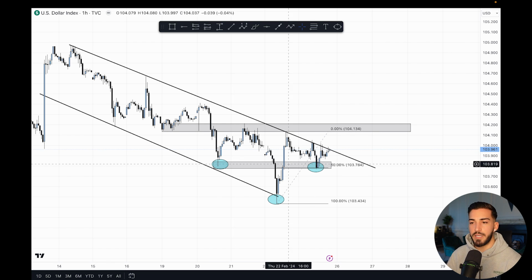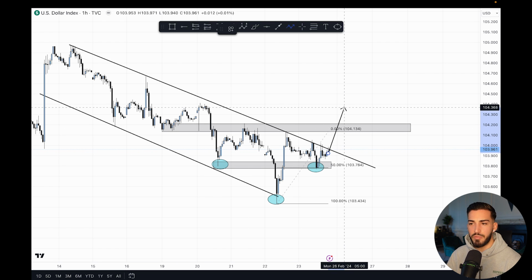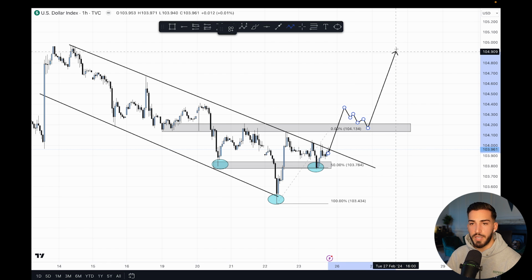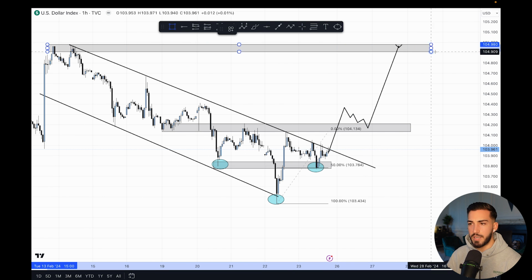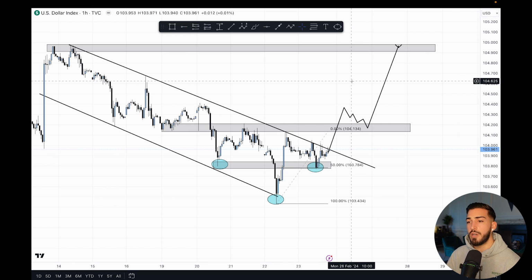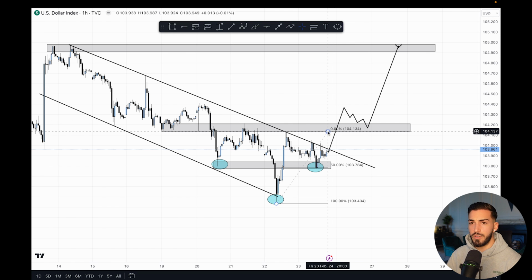Because yes, we formed this inverse head and shoulders, but we haven't broken out of market structure. So for me, I need to see that price has broken above this, and that will be my confirmation to then be looking for price to correct. And then I will be looking for price to continue like so, and that would kind of be like a target if I was looking to trade this. So again, for the US dollar index, I am buy bias.